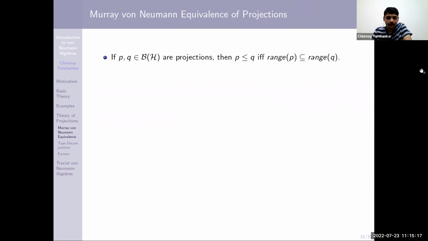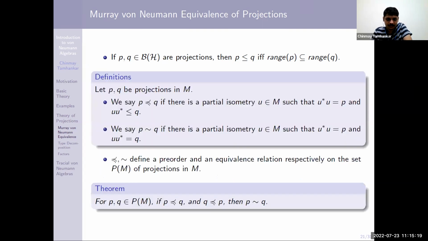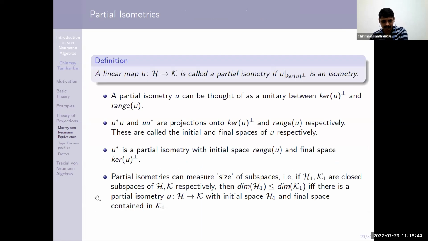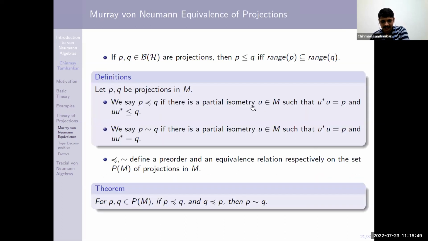Okay. So now we'll define this Murray-von Neumann equivalence. Let P and Q be projections in M. We say that P is Murray-von Neumann less than or equal to Q if there is a partial isometry U in M with initial space, or projection onto initial space, P and final space contained in the range of Q. So this is like the third point. We are trying to do something like the third point with the added caveat that this partial isometry should come from the von Neumann algebra M itself.